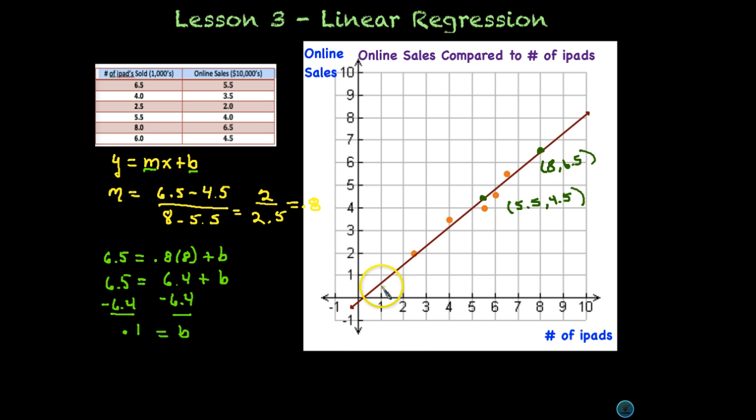And if you look at where this line goes, if I had raised it up a little bit, maybe it's hard to tell because this again is an estimate, but you can see that where this line intersects the y-axis is somewhat close to 0.1, so I'm probably okay with my formula. So the line of best fit is going to be y equals 0.8x plus 0.1.